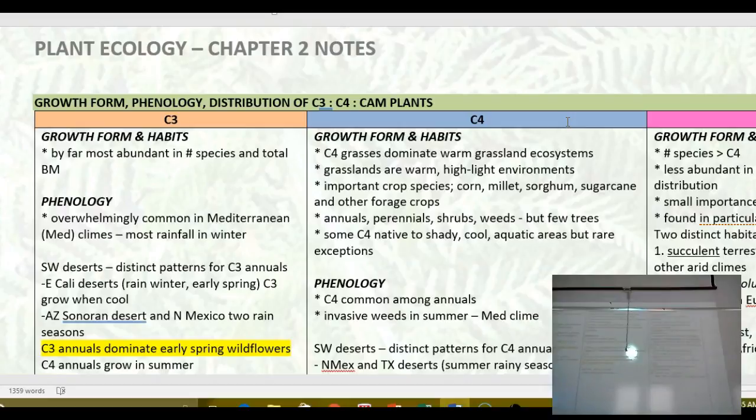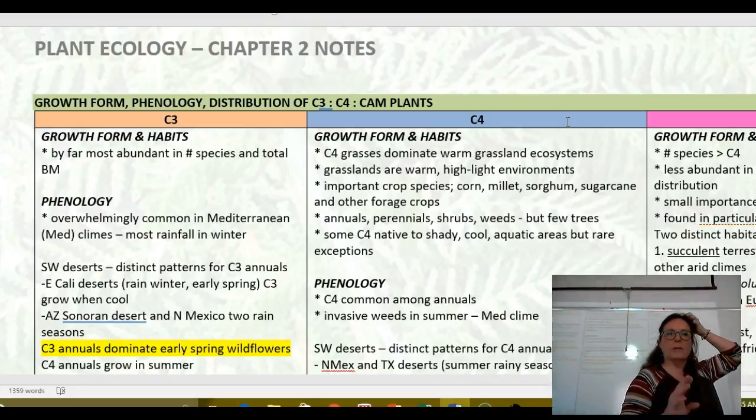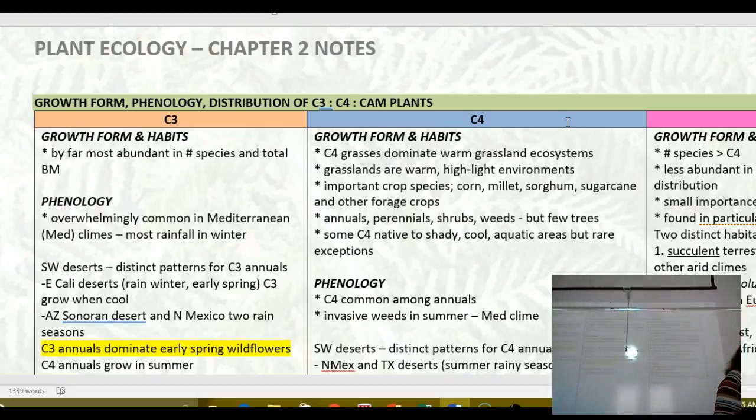Too much and it's not going to be very visible. But we see, as far as C3 goes, it's clearly by far the most abundant number of species in total biomass on planet Earth. C4 grasses dominate warm grassland ecosystems. Number of species in C3 and CAM is greater than in C4.